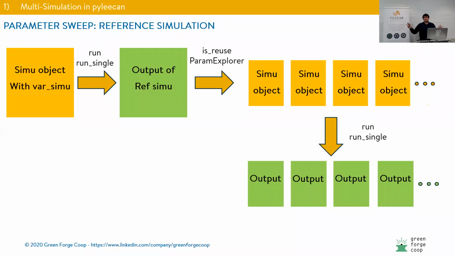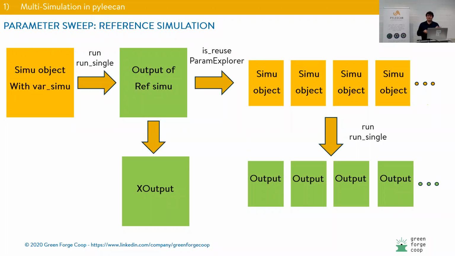So once you have the list of the simulations, you run every single one of them. And now you can create the XOutput, which is the result of your simulation. The XOutput is a daughter of Output. In fact, we use the output of the reference simulation to initialize our XOutput. I will come back to that a bit later. And then we use the data keeper to extract from each output of each simulation exactly what we need.